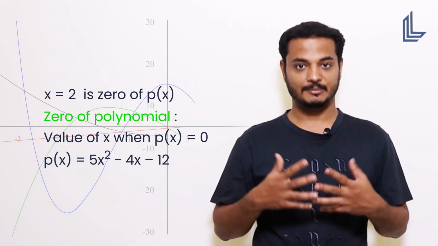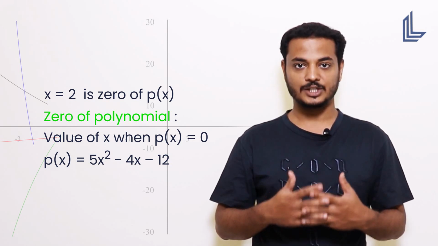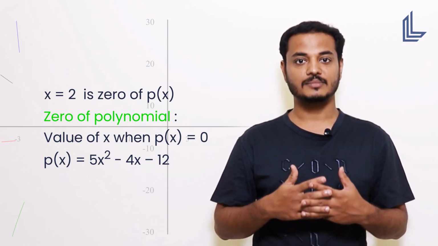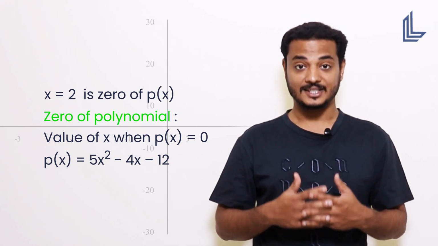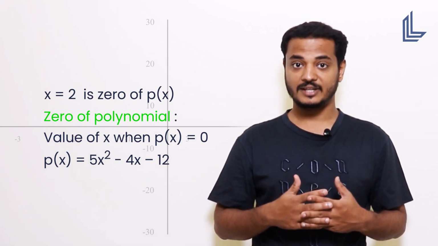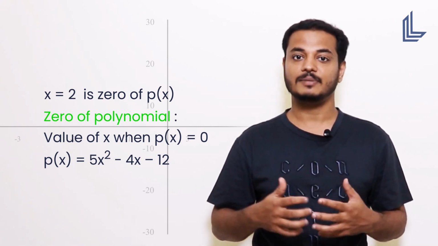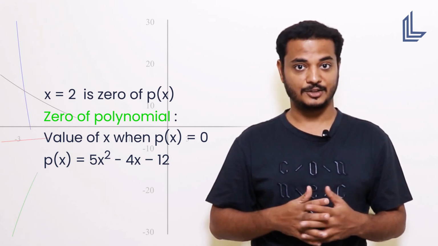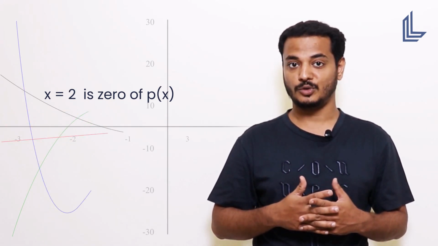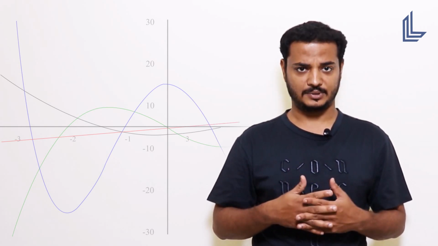So let me reiterate. The value of x at which p of x becomes 0 is called 0 of a polynomial. 0 of a polynomial is a very important concept. The remaining of the chapter is built on this concept. So make sure that you have a solid understanding of this before you move on to the next section. Let's consider one more simple example.